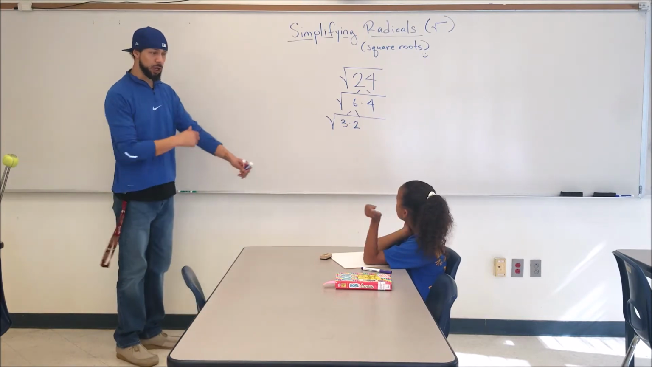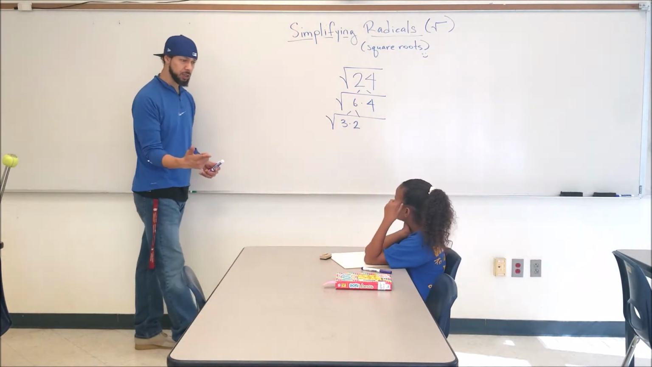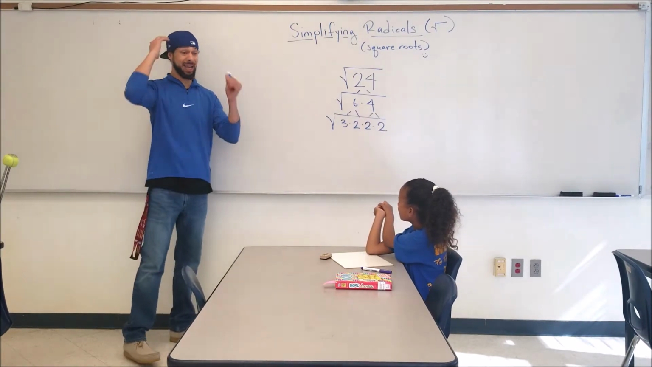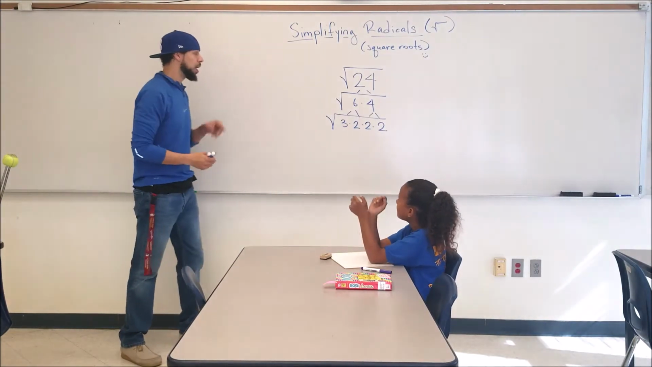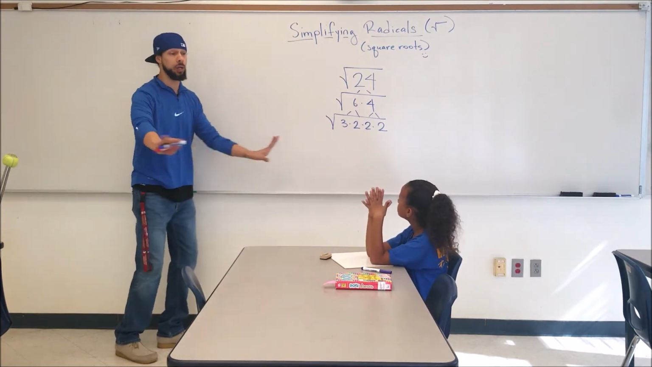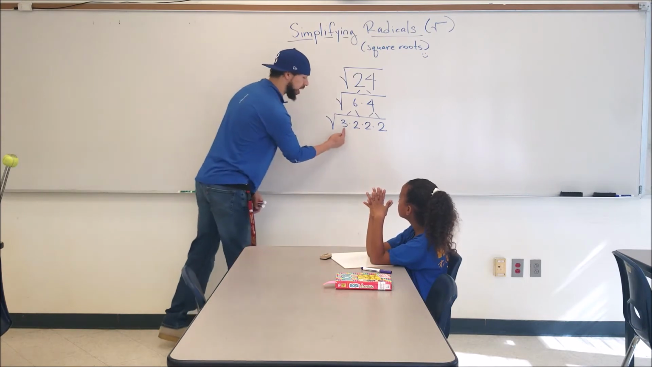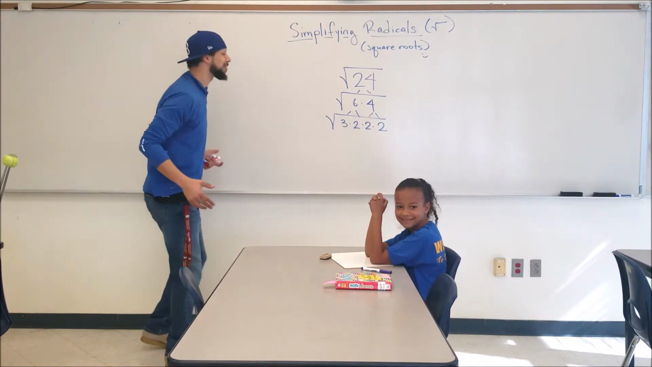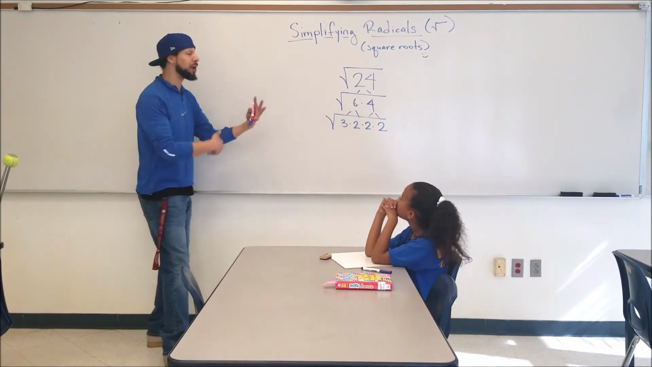Now what about that 4? Can we break that 4 down into more numbers? 2 times 2. Perfect. Now, can we break any of those numbers down further without using ones? No ones. Can we break a 3 down further without using a 1? No. So we are finished breaking down the numbers.